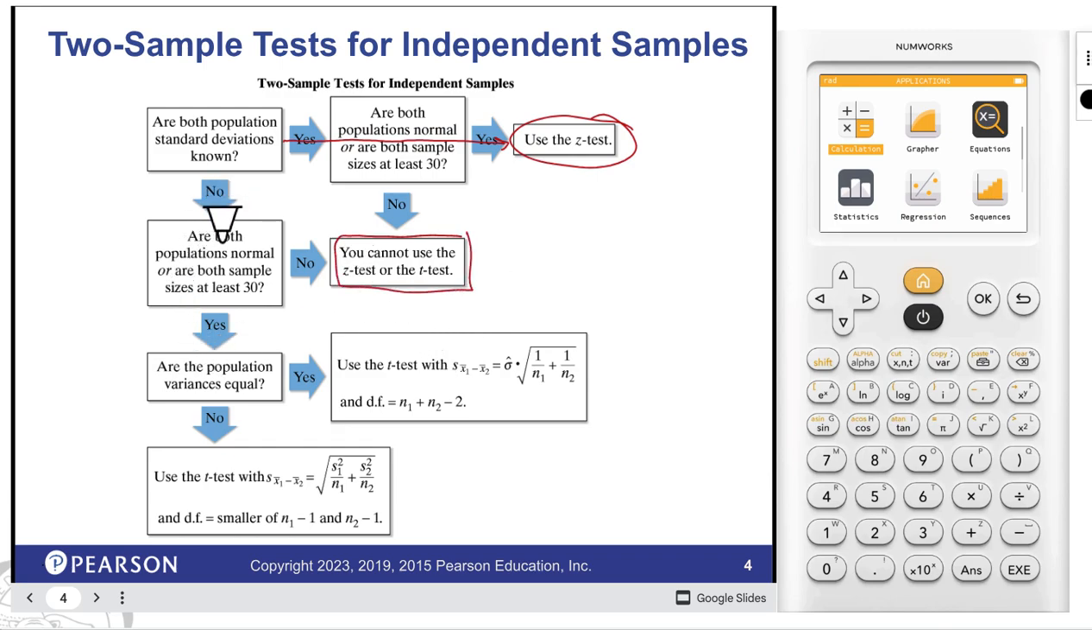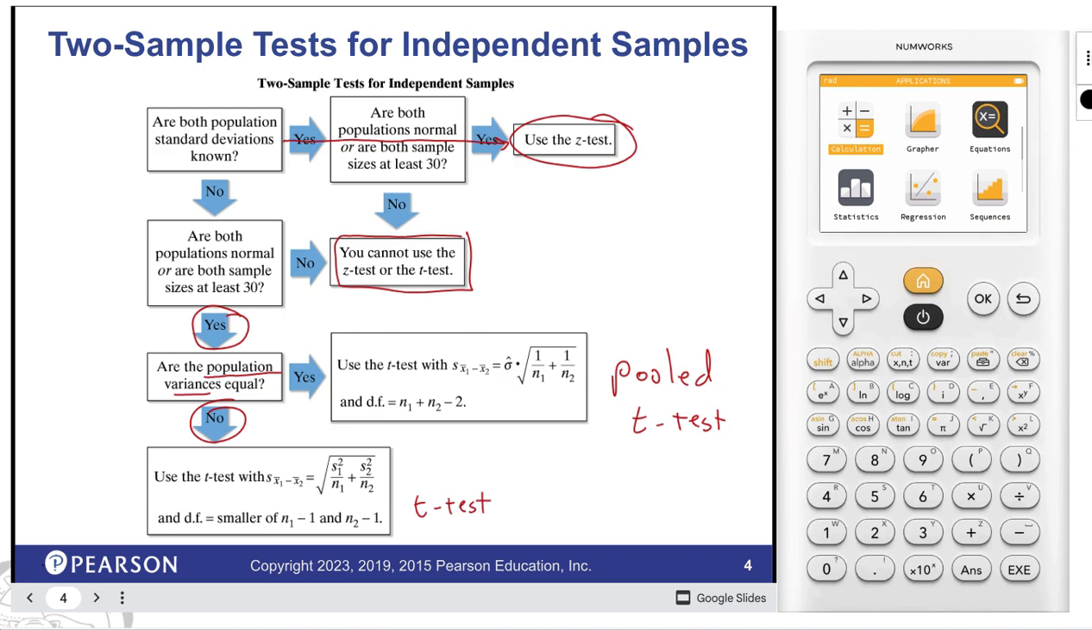So what we're looking at in this section, we ask that same question. Are both populations normal, or are both samples at least 30? If we get a yes there, then we branch out. We have to check the population variances. If they are equal, we do the pooled t-test. If they're not, or we don't know the population variances, then we do just a regular t-test.